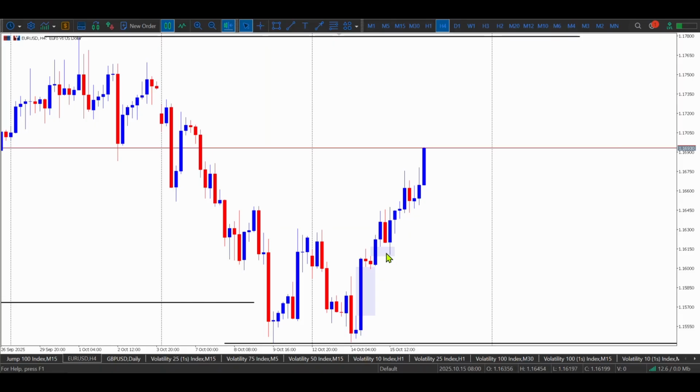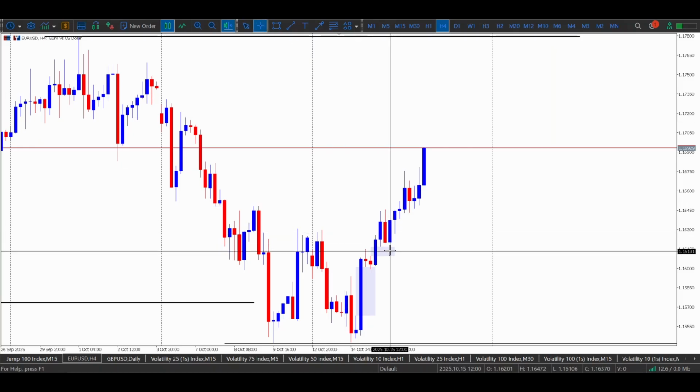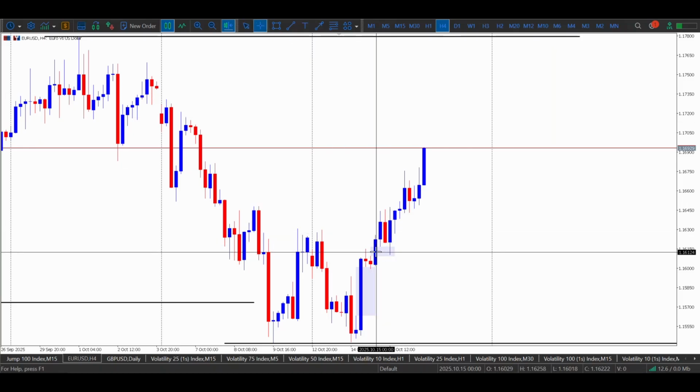This is where I took a very nice buy during this day, 15th of October, which is Wednesday, right here, when we traded into this H4 fair value gap. So we can annotate that.